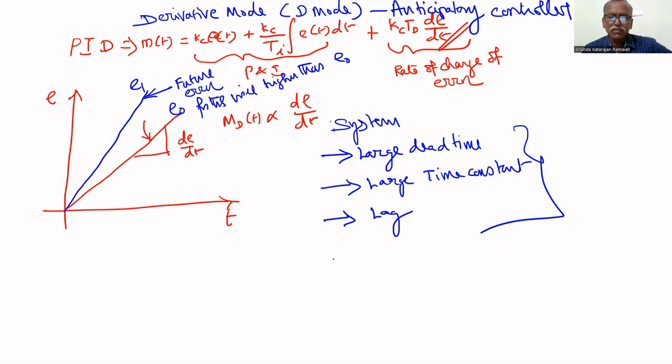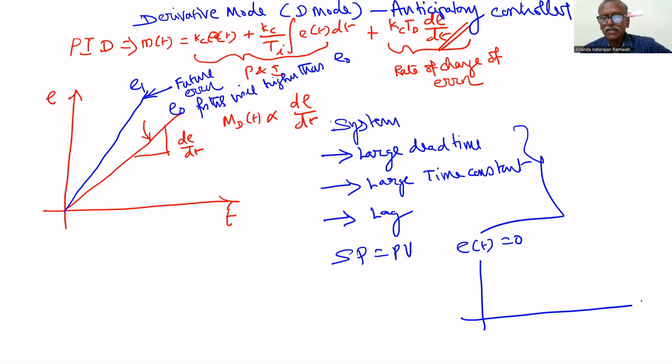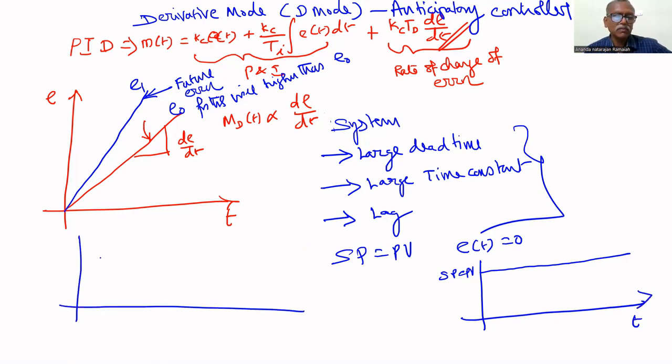But with this d by dt, when set point equals PV, once the process is settled and E of t equals 0, at that time we are expecting that the process variable will be like this, since set point equals PV. Like this we are expecting, but it is not so. Actually, it will be like this. This is because of noise superimposed on that.